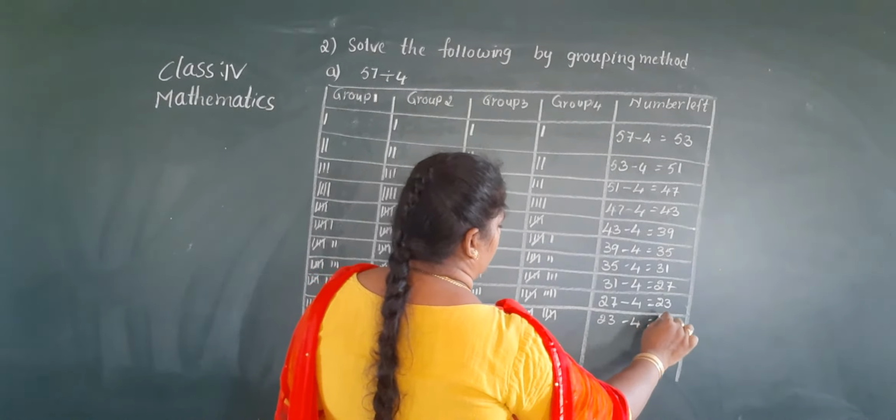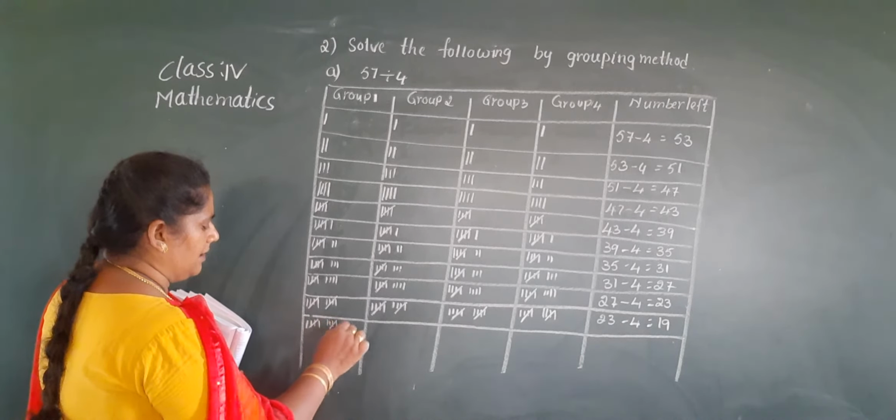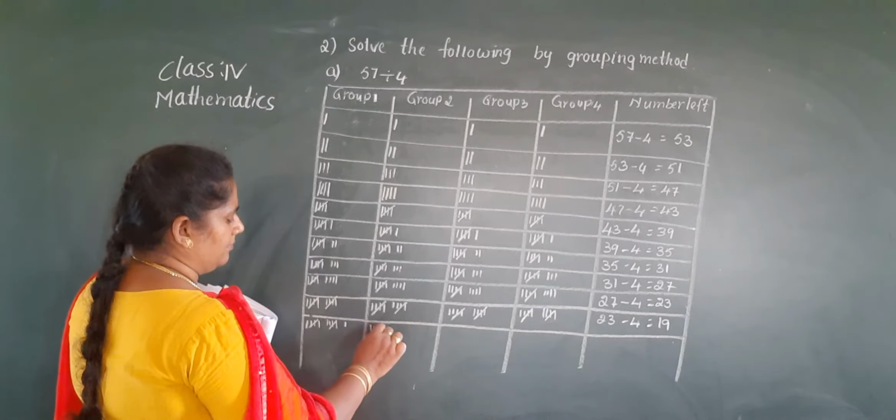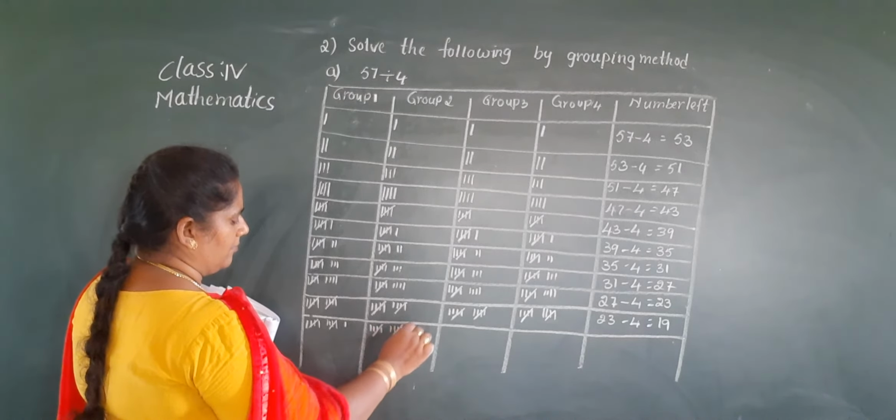Okay? 23 minus 4 is 19. Again you distribute 1, 1, 1, 1, 1. Already 10 is there. Write those 10. Again 1. Already 10. Again 1. Already 10. Again 1. So totally 19. So in 19 again 4 distributed. So the remaining is 15.